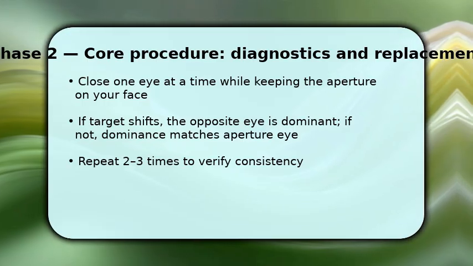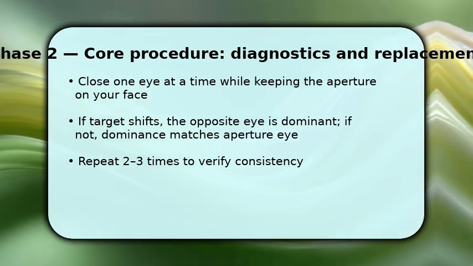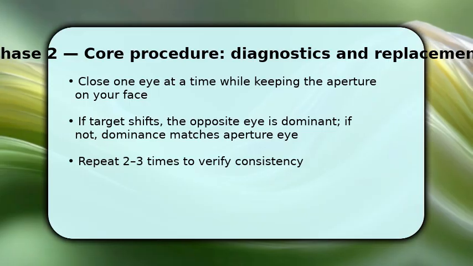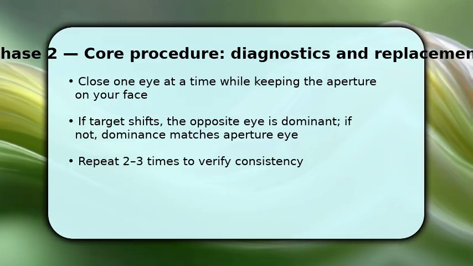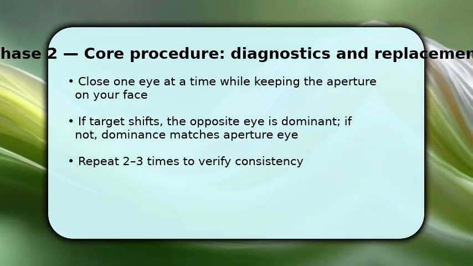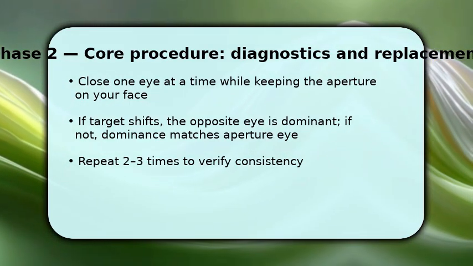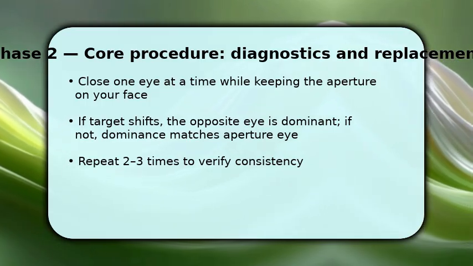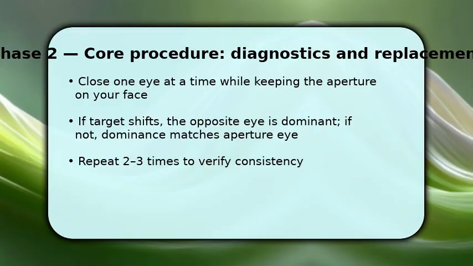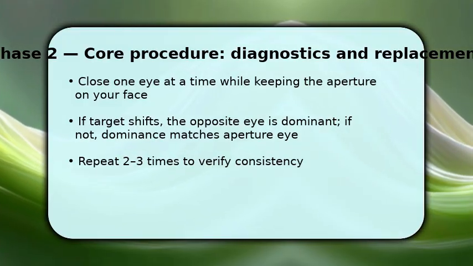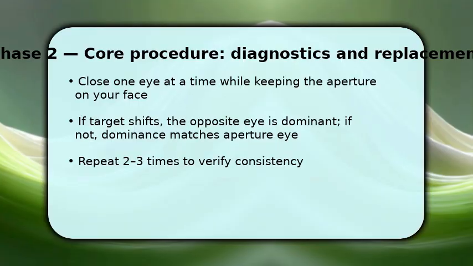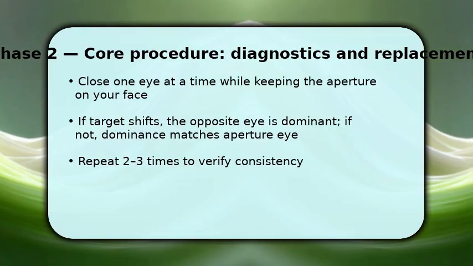If the target moves when you close the left eye, your right eye is dominant because the right eye was controlling alignment. Make sure to keep your head still and repeat the open then close sequence for the other eye to confirm. Perform the test 2-3 times. Consistent results show true dominance. If you get mixed results, try again with a different target distance to rule out alignment errors.